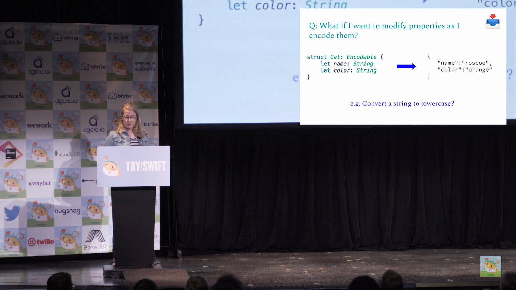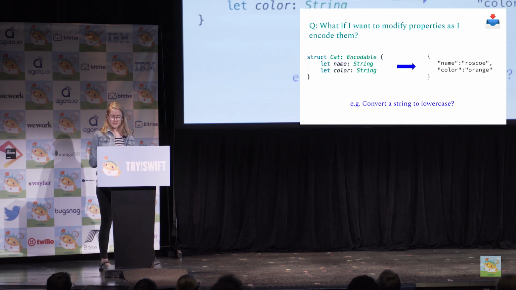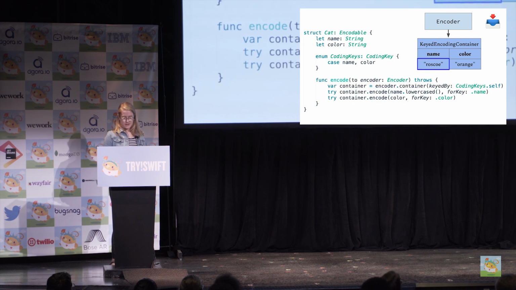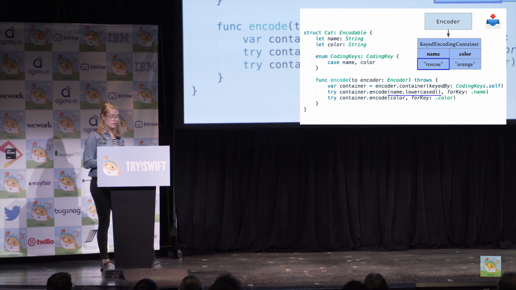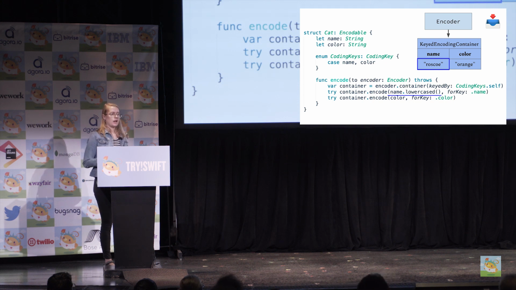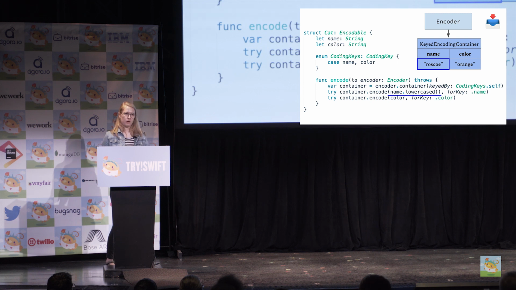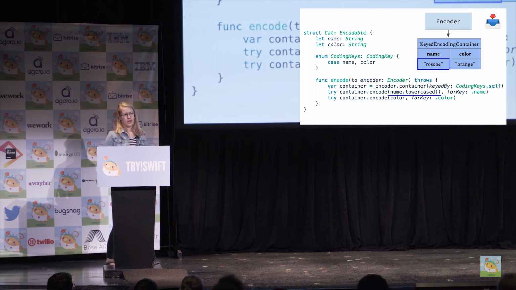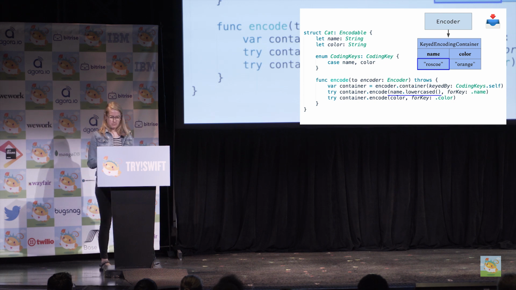So returning to our example of converting a string to lowercase, what we would do in that case is sort of revisit that code I just showed you. But instead of passing in just the name for the name property, we could pass in name.lowercased and get this result that we want. So this is a pretty simple customization, but you can imagine you could do all sorts of interesting transformations of your data, or call some API, or look something up in a database in order to decide what exactly gets encoded for your properties here.